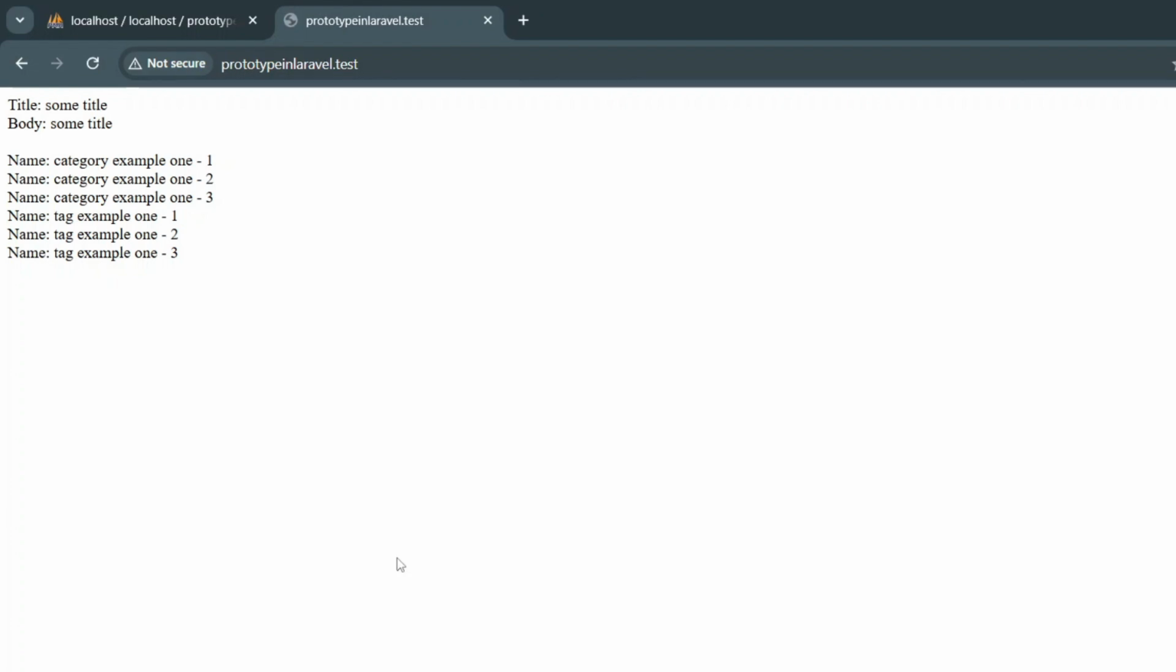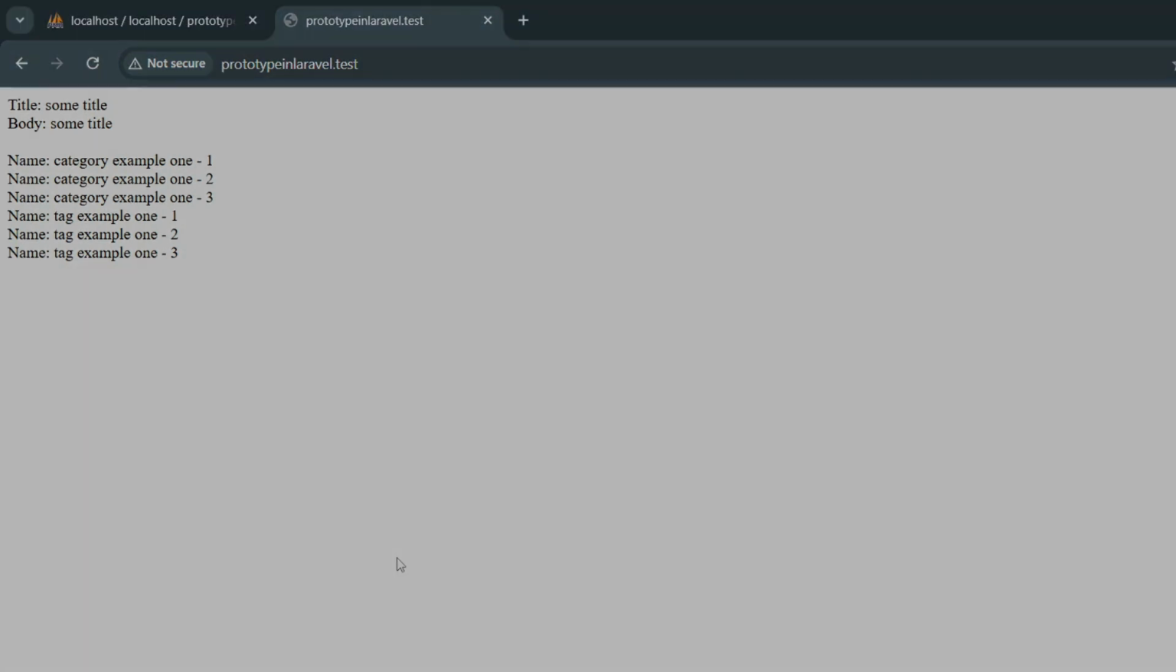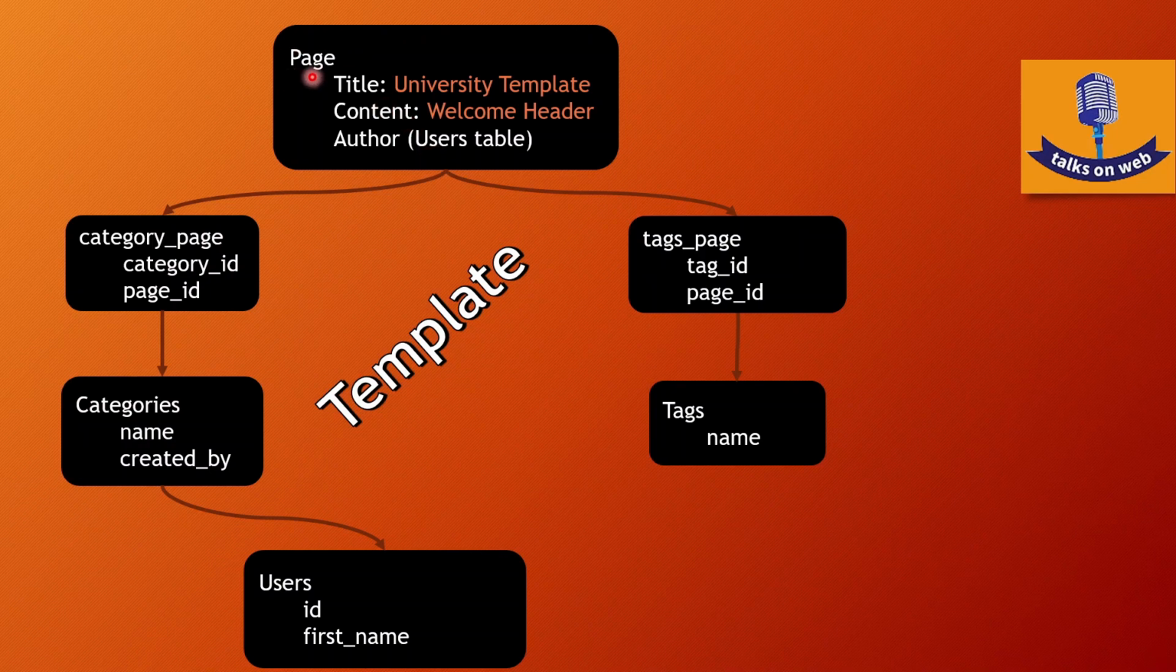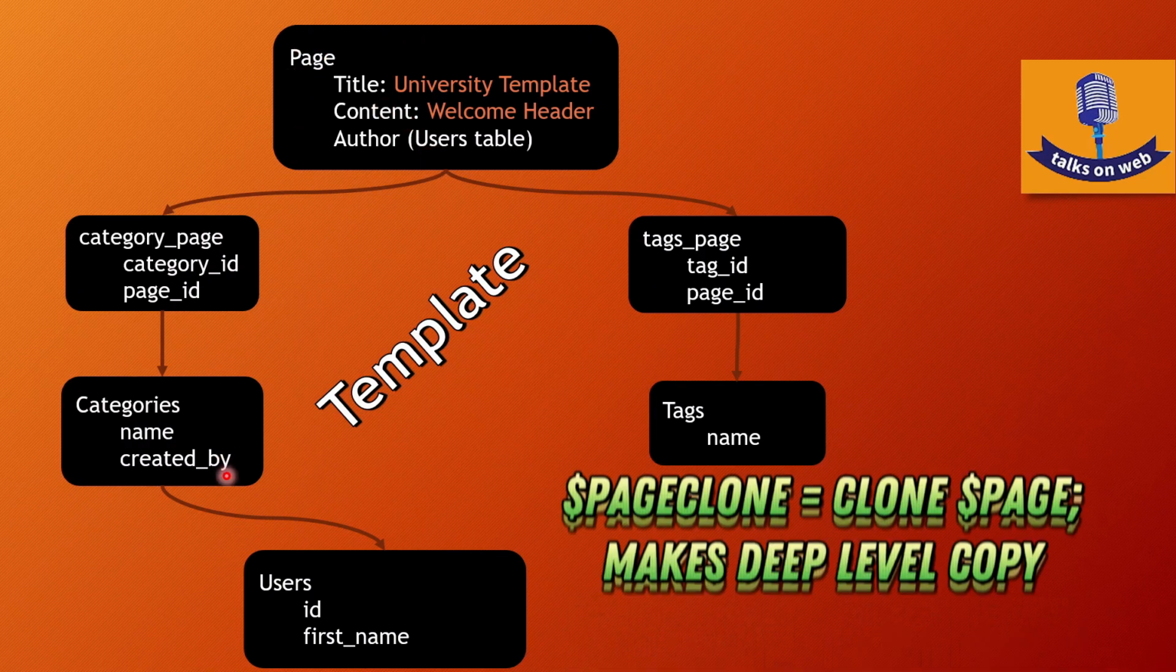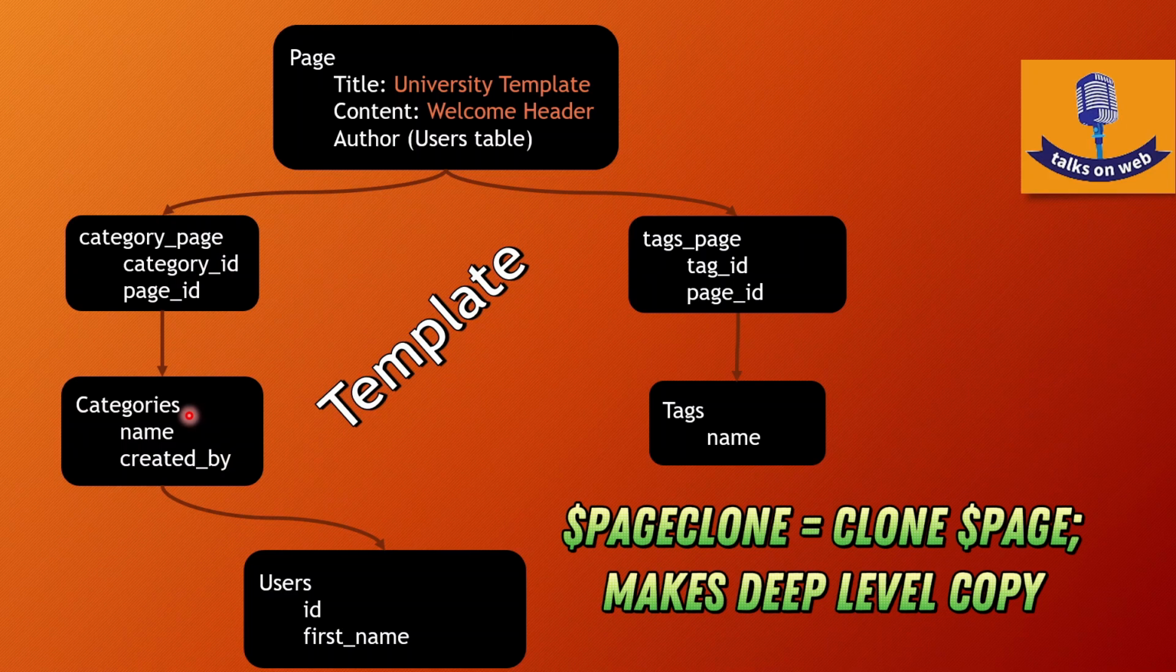PHP has actually gone in and made those changes for me. PHP has made a complete clone for me. So here's what PHP has done. It went to page and made a copy of that. Then it went to categories, made a copy of it, linked it, and did the same with tags. This is what pure PHP does. Just the keyword clone will make a deep level copy for you. It doesn't matter if you have 2 levels, 3, 4, 10, it will go ahead and make a complete clone for you.